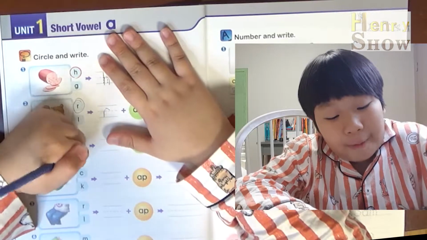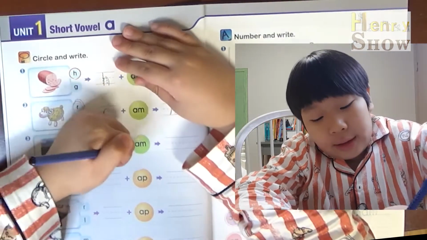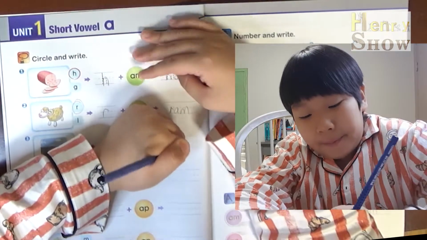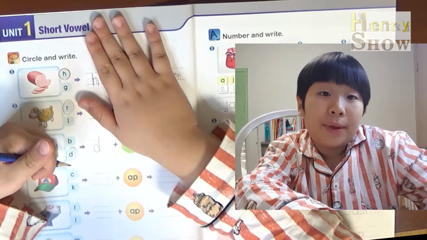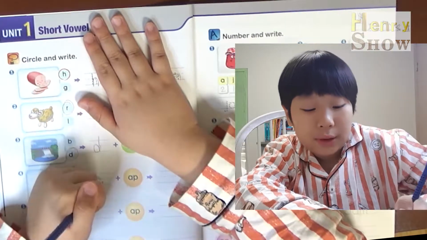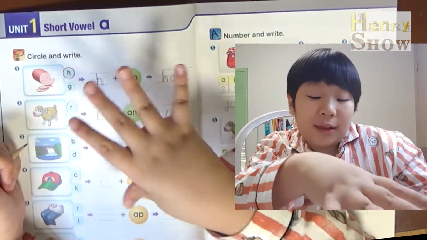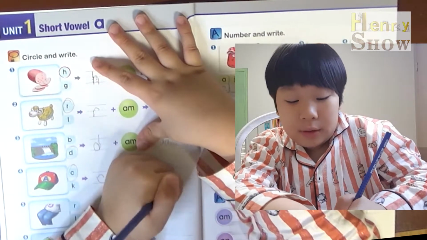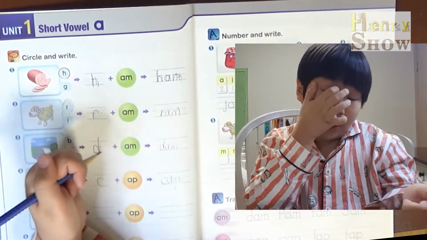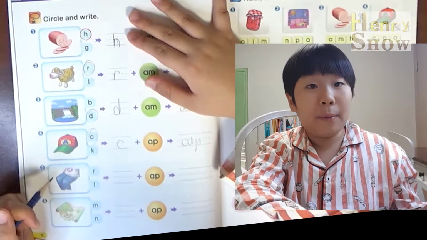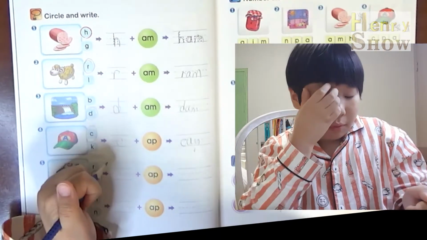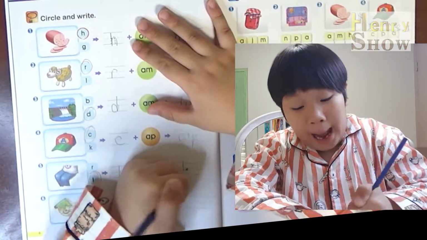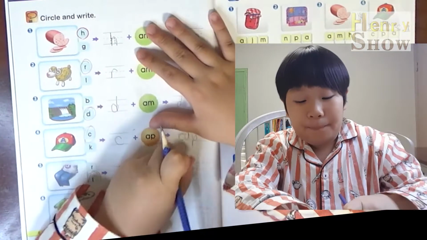Now this is a dam, so we need to circle D and write D. The dam. This is a cap. Cap begins with C, so we need to circle C and write C. C plus ap will be cap. C-A-P. Number 5. This is a lap. Okay, now L. L plus ap will be lap. Lap.